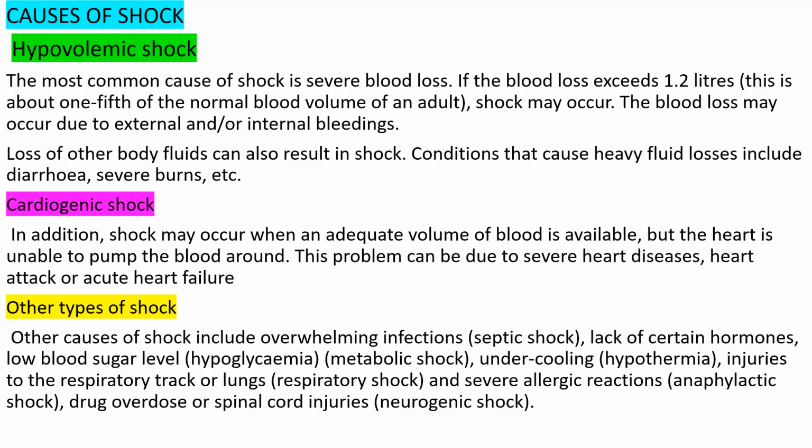And then the most important, that is anaphylactic shock. This is the shock that occurs due to allergic reaction. If an allergic reaction in the body becomes excessive, it can lead to shock, and the name of that shock is known as anaphylactic shock. And when there is intake of overdose drugs or certain medication, and then if there is injury in your spinal cord, that can lead to a shock which is known as neurogenic shock.